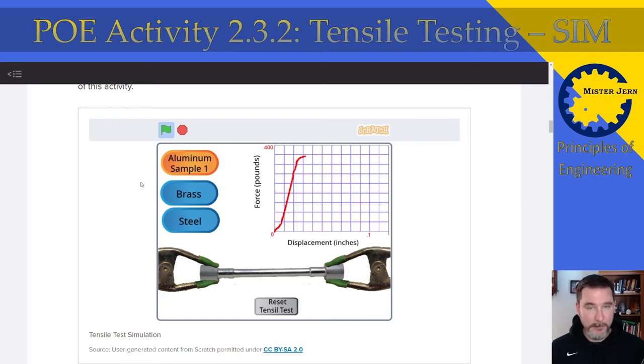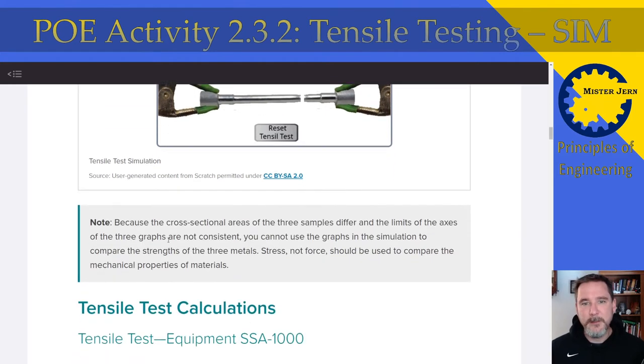Now, the problem is that the force is going to depend on a couple of things, and the displacement is going to depend on a couple of things: the thickness of the dog bone, the piece of material being tested, and the length of the piece of material being stretched and tested. And so we have to deal with that. That's what this note is all about. Rather than using straight up force, we're going to be using something called stress.